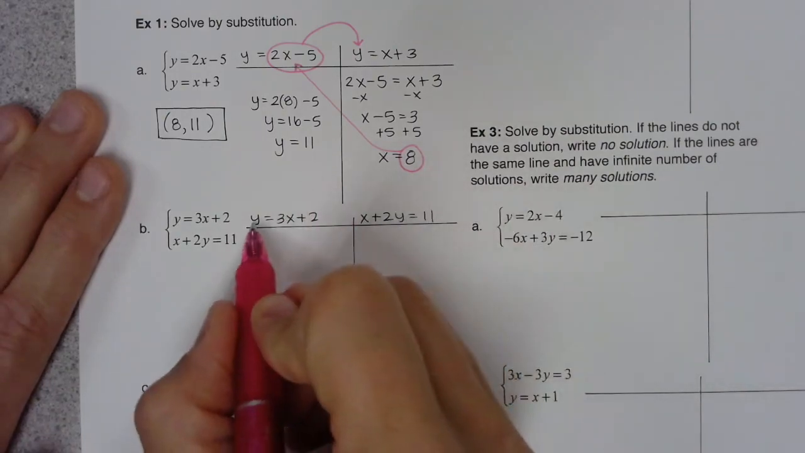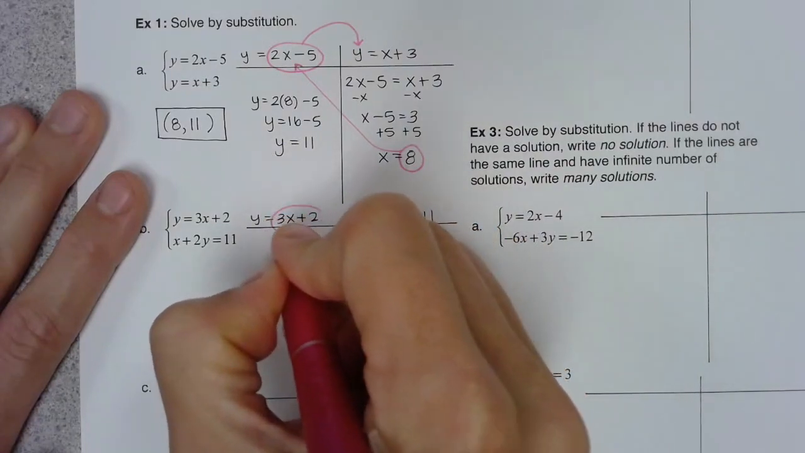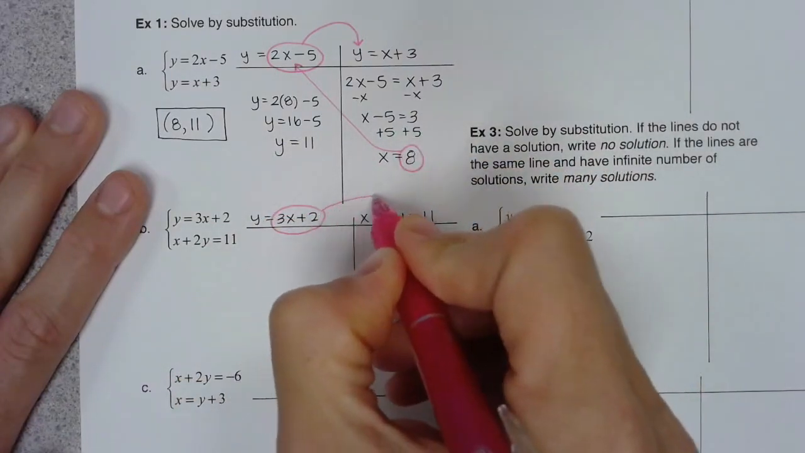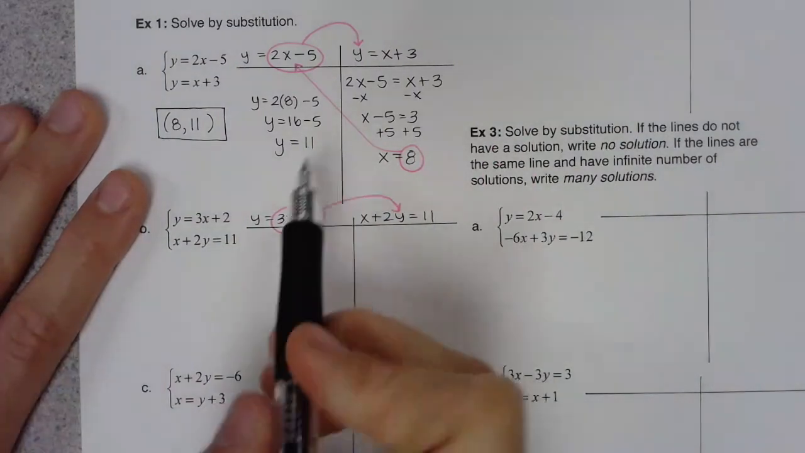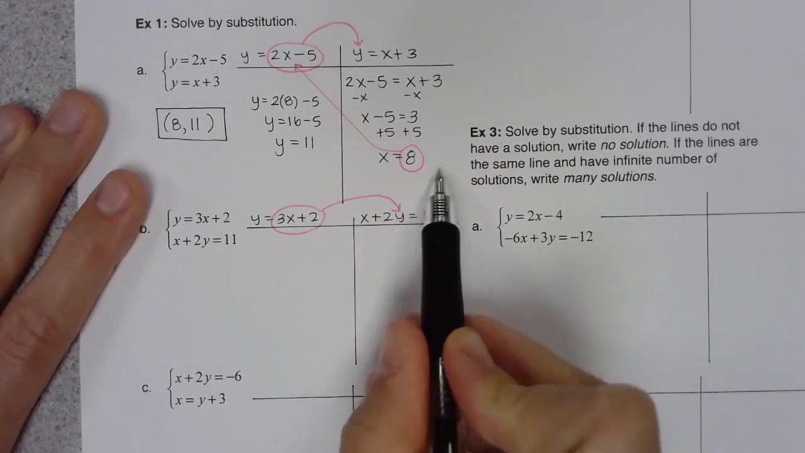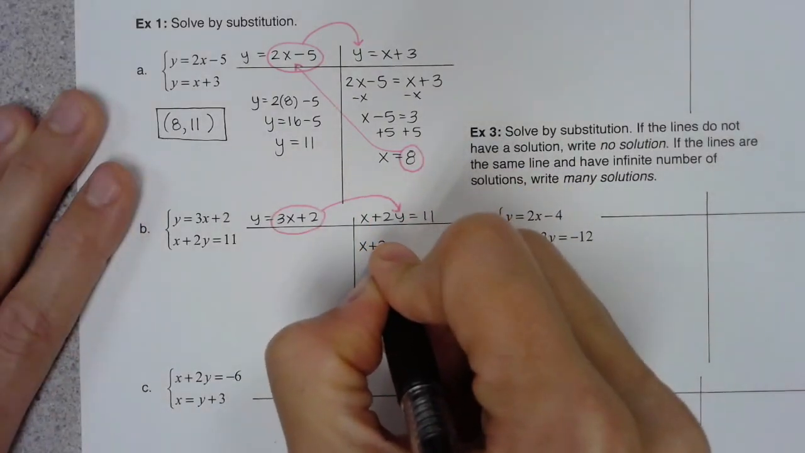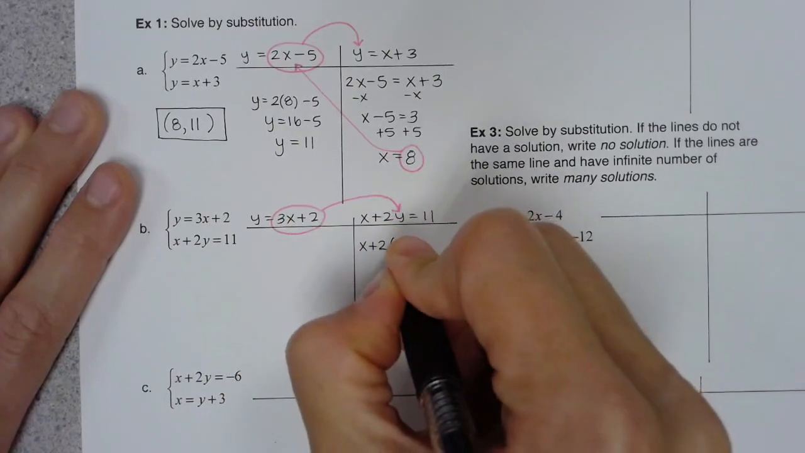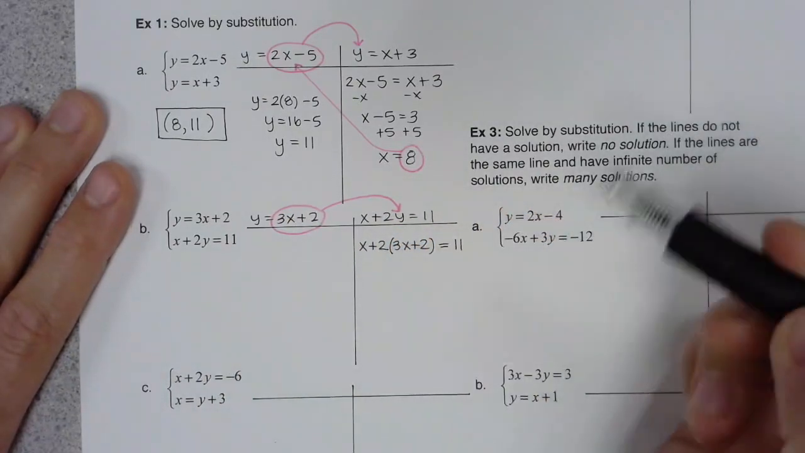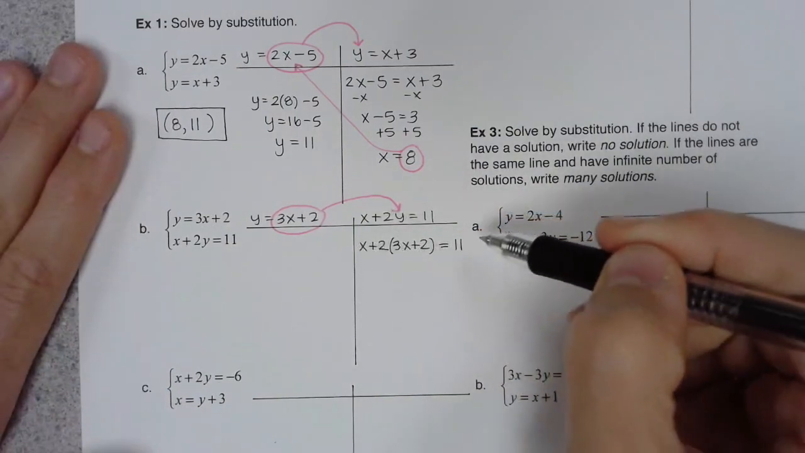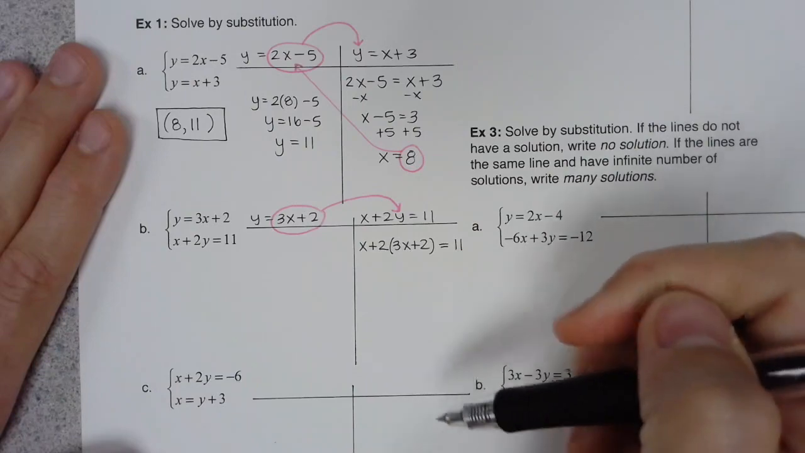On this one, this first equation right here has the y all by itself. So I'm going to take the 3x plus 2, and I'm going to come over here and substitute it in for the y. Because you're taking out the y, you're saying if y is equal to this, I can take y out over here, and I can put this in for the y instead. So that'll give me x plus 2, and then I'm going to plug in the 3x plus 2 for where the y was, is equal to 11. This equation just has one variable in it, which means I can solve for x.